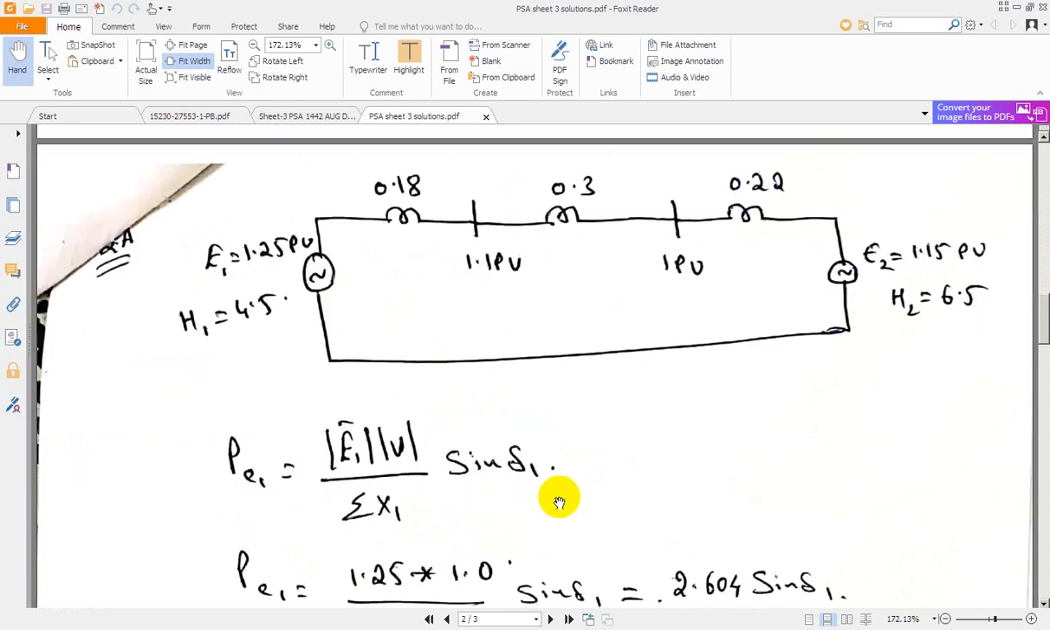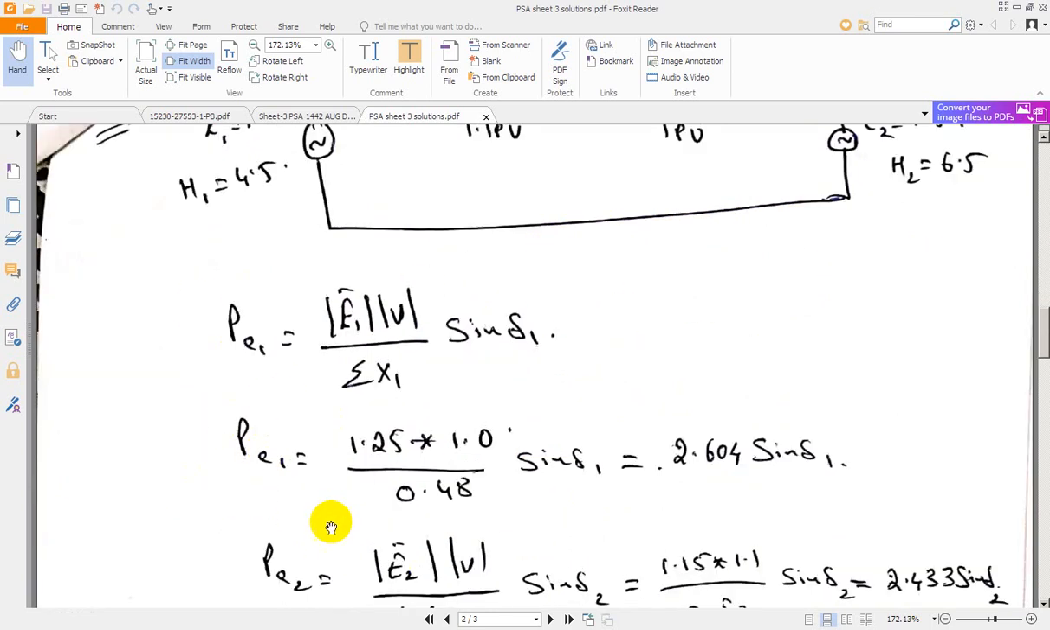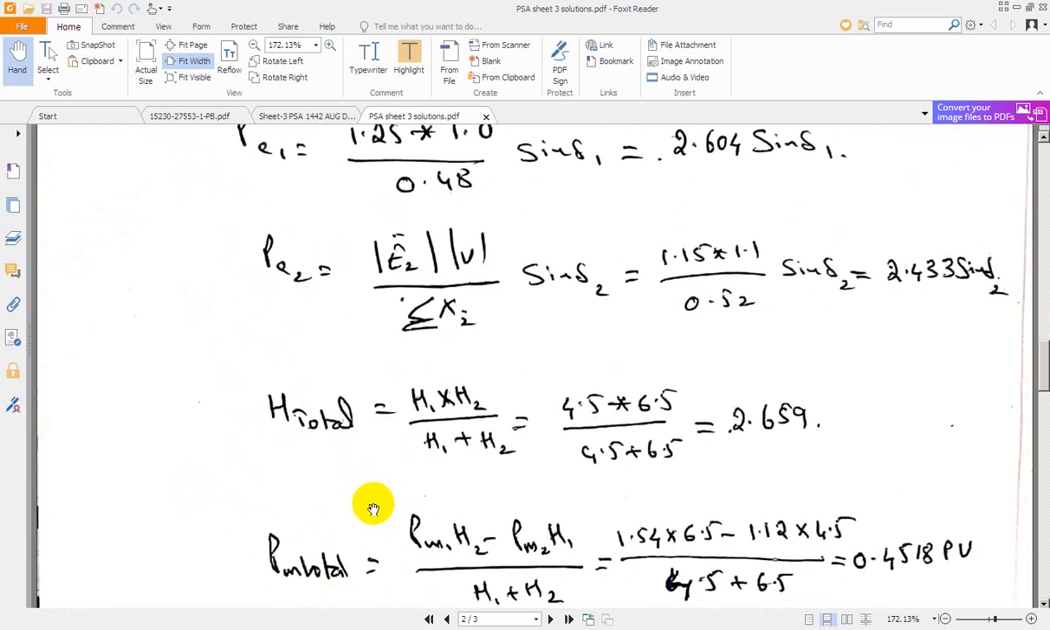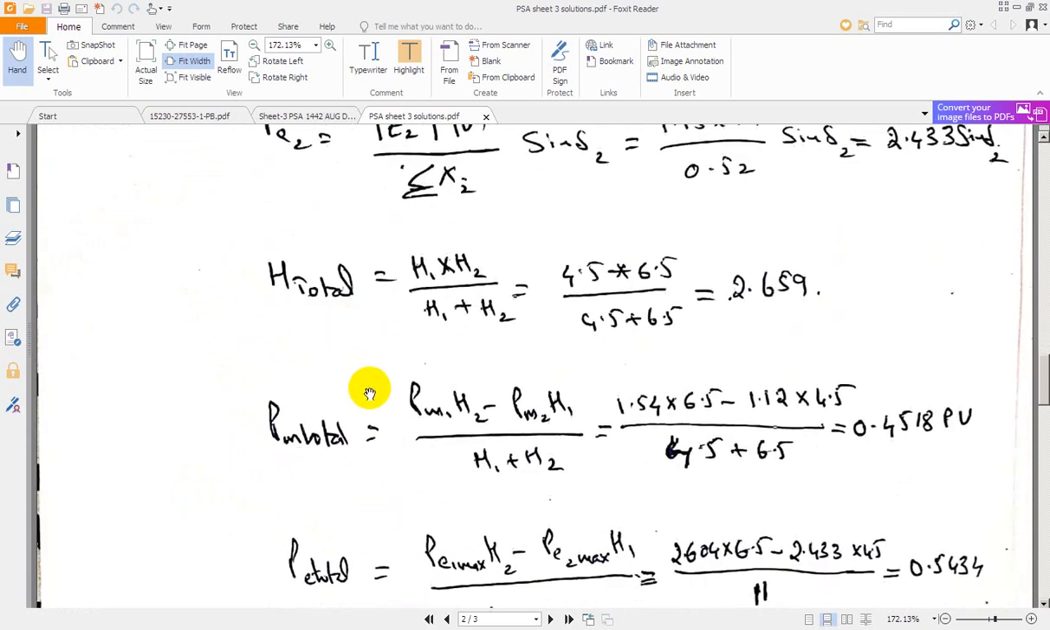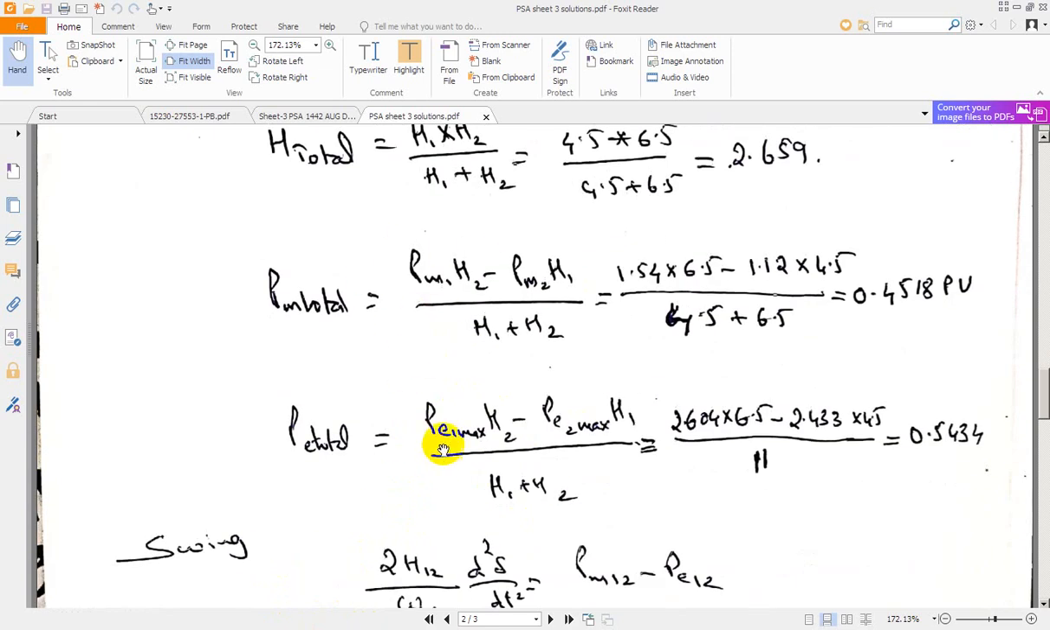In the second problem, a power system with two generators connected through a reactance is given. Individual powers have been evaluated, electrical power output has been evaluated. After evaluating individual electrical power outputs, H equivalent has been evaluated, PM equivalent, equivalent input has been evaluated, PM electrical equivalent value for the two machine system has been evaluated. This is the form, both are same. Power is same, here for mechanical, here for electrical.